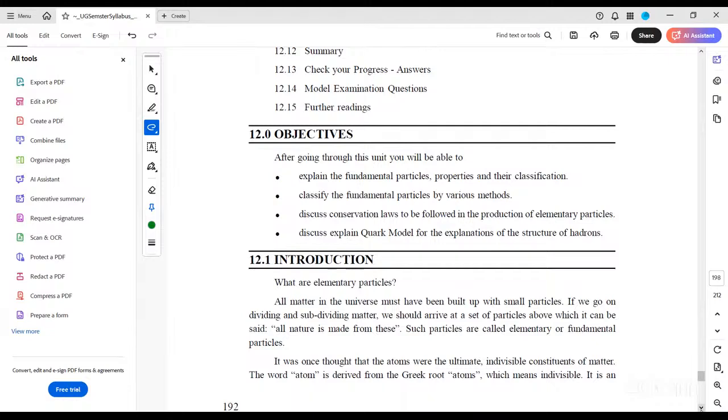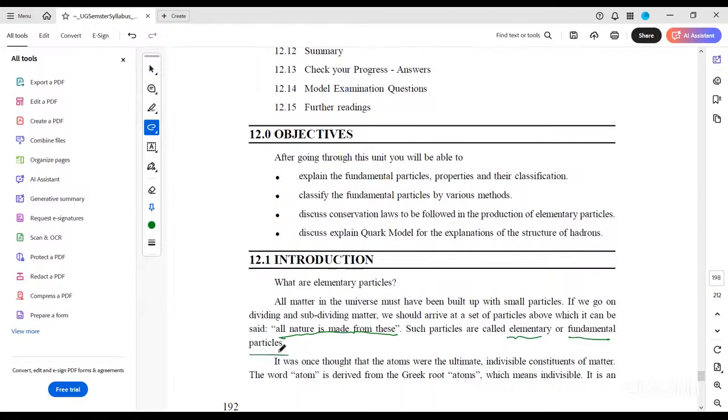First, we will see the introduction. In the introduction, what are elementary particles? In the universe, we are seeing many particles. In that, we have very, very small particles. Suppose I am dividing a small particle into sub-particles. Again, that sub-particle is divided into more sub-particles. So all of nature is filled with these particles. Such particles are called elementary or fundamental particles.